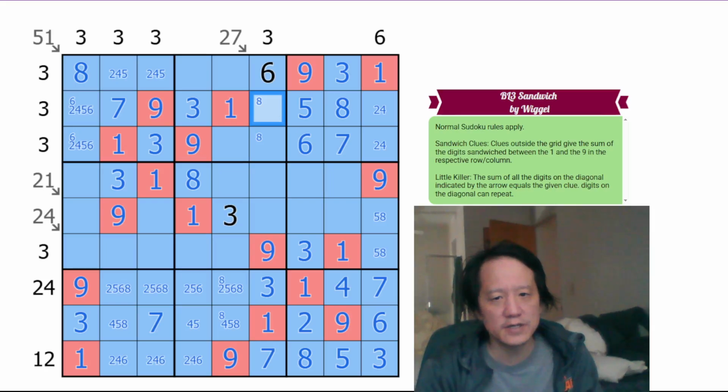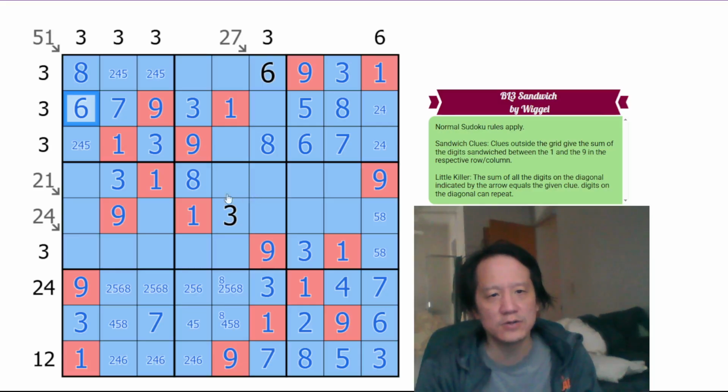This 8 eliminates 8 here, and this 6 eliminates 6 here. So where is the 8 in this upper central box? It has to be here now. Where is the 6 in this upper left-hand box? It must be here.